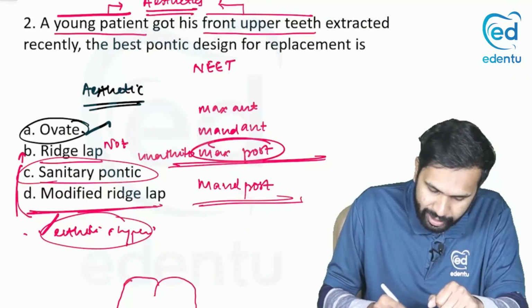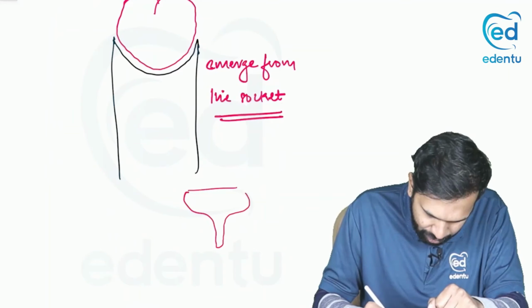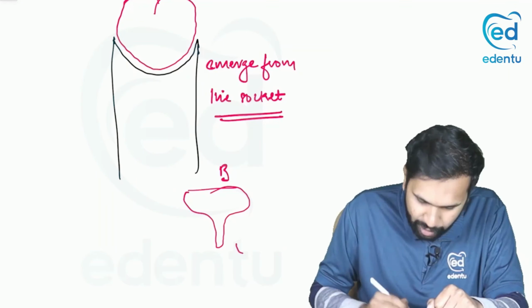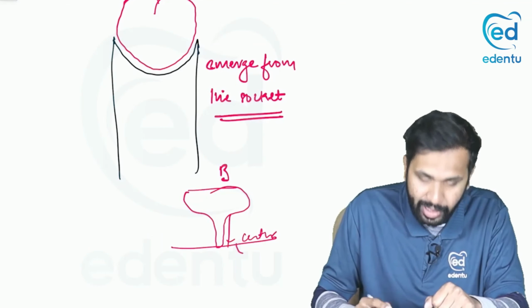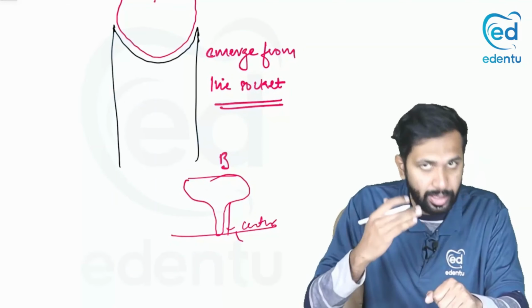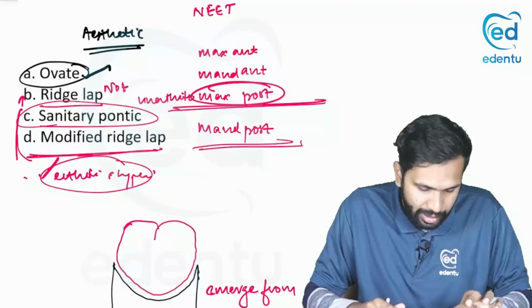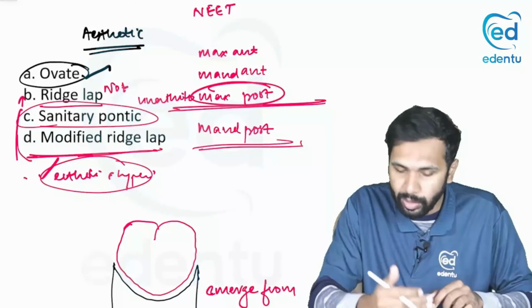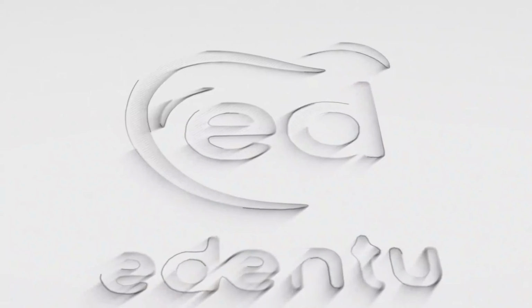Right? Modified ridge lap, we have studied, it has a T-shaped contact with the crest of the ridge, this buccal and lingual, and this end of the T lies at the center of the ridge. So that is how you read your MCQ. Just think about all the 4 options and important points, whatever you know regarding them, you just recap it and that comprises the question.